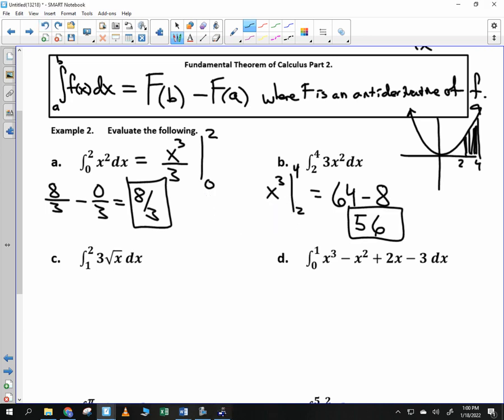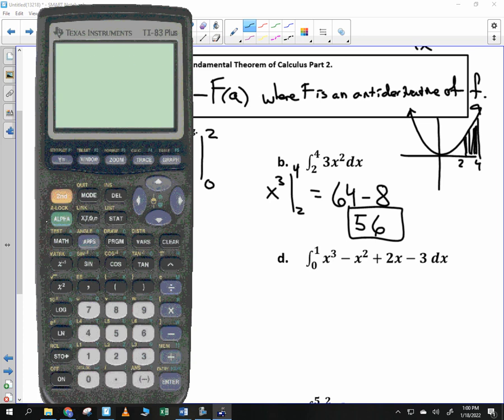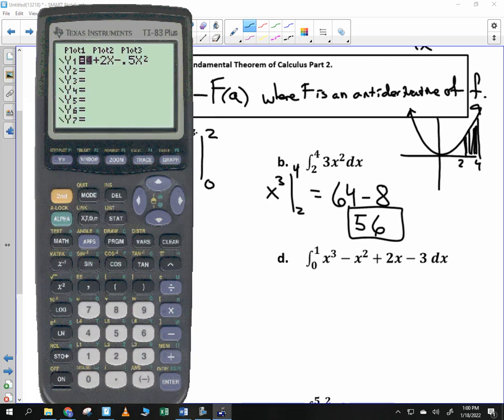There's no way it could be that easy, right? There must be a catch there. If we actually try that on our calculator, we go y equals and enter 3x squared, then we go calculate, and we do number 7, the integral. That's the shape I drew. I go from 2 to 4. Tell me we're going to get something different than 56. No, we get 56. That easy.